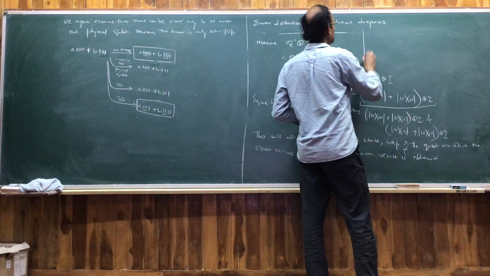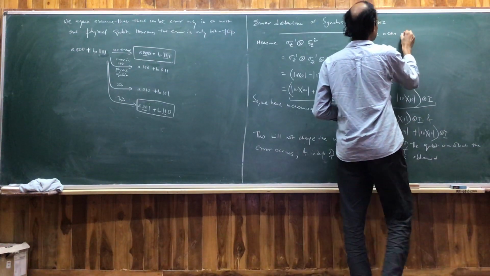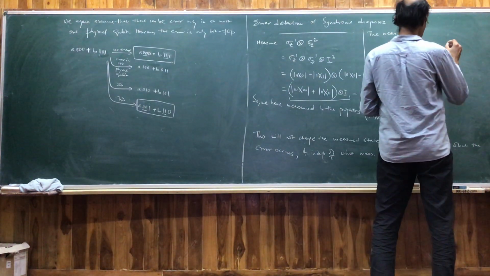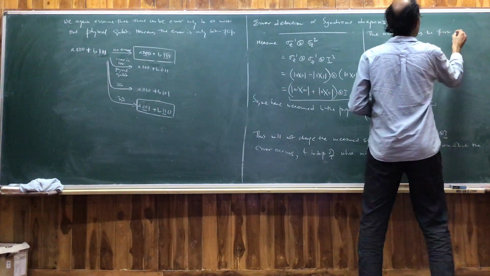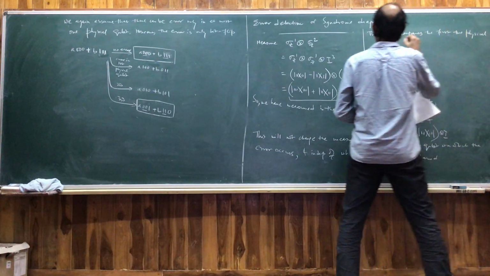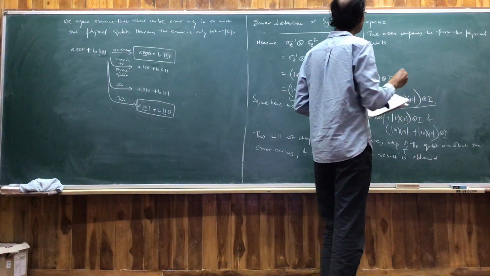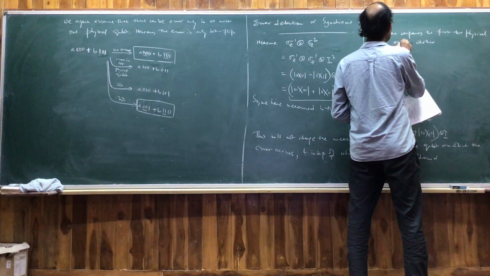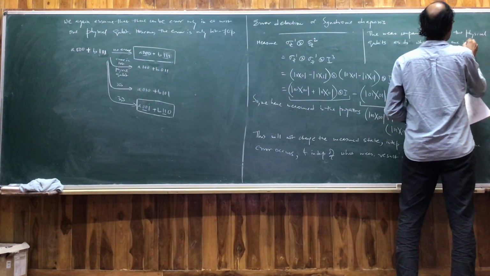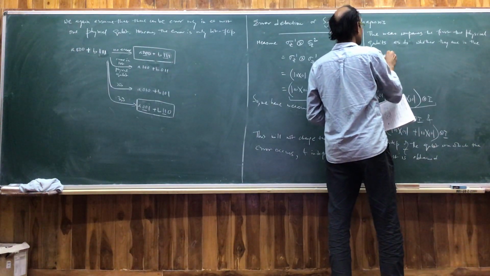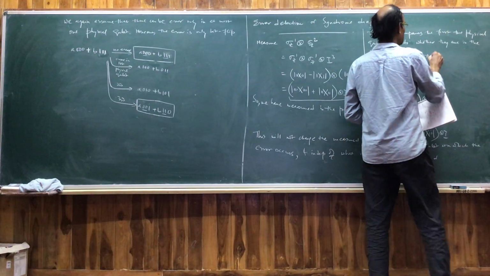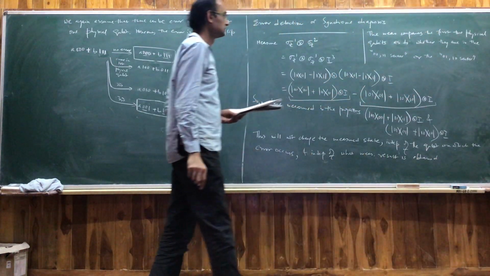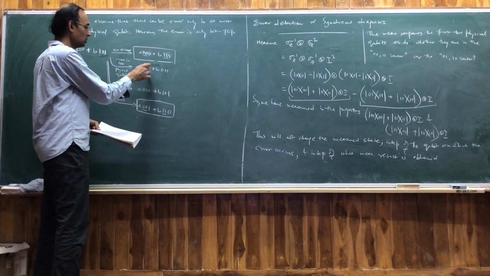So the measurement compares the first two physical qubits, whether they are in the 0011 sector or the other sector. It finds out whether it's here and here or here and here.